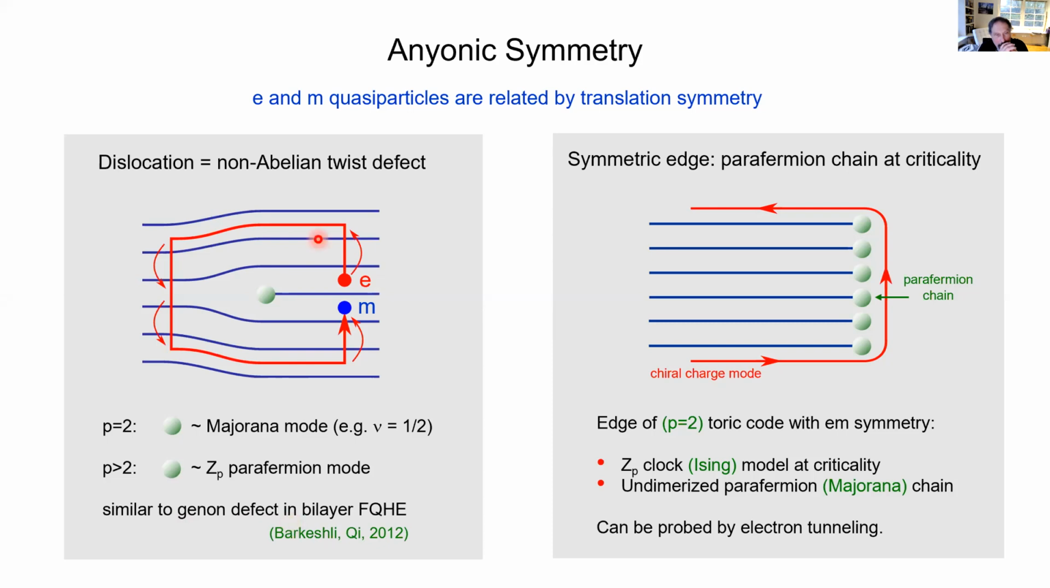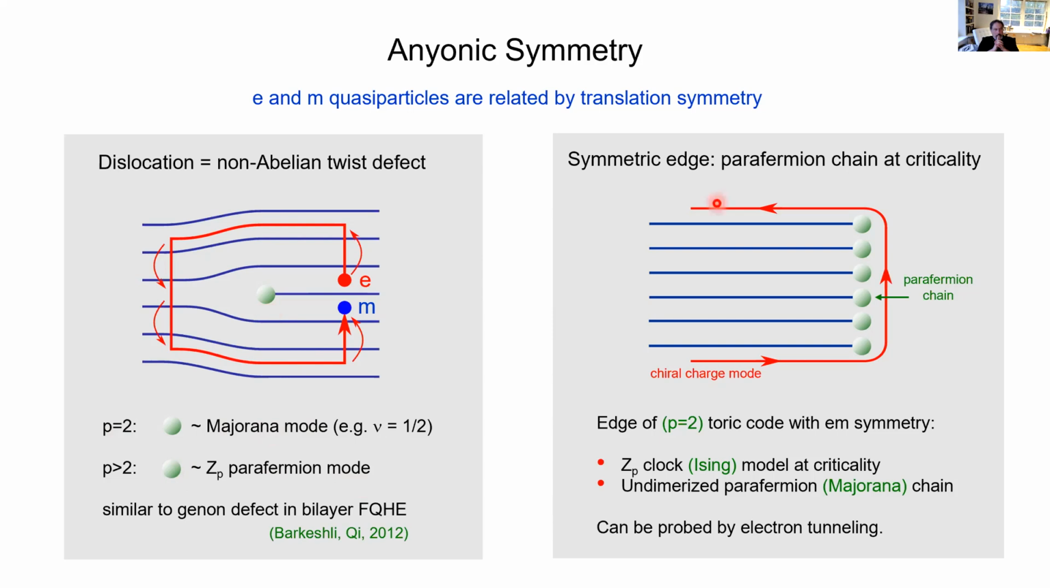In particular, it's worthwhile to distinguish the cases. The case P equals 2, where what we're doing is pairing. So we're tunneling pairs of electrons, and so these are sort of like paired quantum Hall states, and this non-abelian defect is really just like a Majorana mode. And that's what happens when P equals 2. When P is bigger than 2, then it's like a ZP parafermion mode. So this is what happens at a defect.